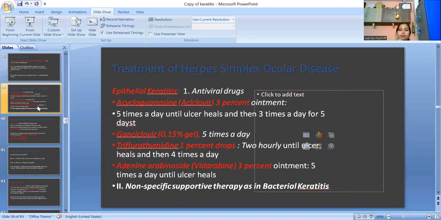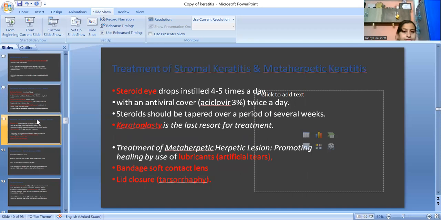Now, the treatment of herpes simplex ocular disease. Epithelial keratitis should be treated by antiviral drugs like acyclovir 3% ointment 5 times a day until the ulcer heals, and then 3 times a day for 5 days. Then acyclovir 0.15% gel can be given 5 times a day. Another is trifluridine 1% drops 2 hourly until the ulcer heals, and then 4 times a day. Adenine arabinoside, vidarabine 3% ointment 5 times a day until the ulcer heals. Non-specific supportive therapy as in bacterial keratitis.